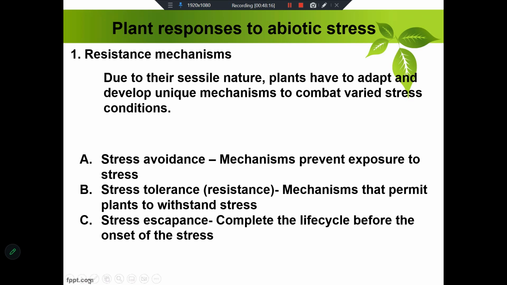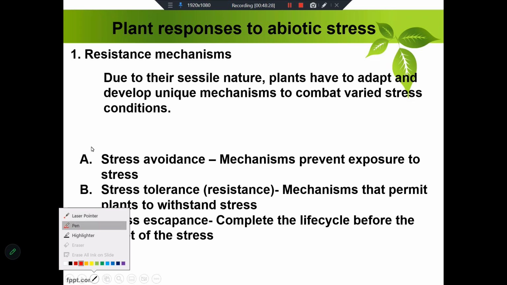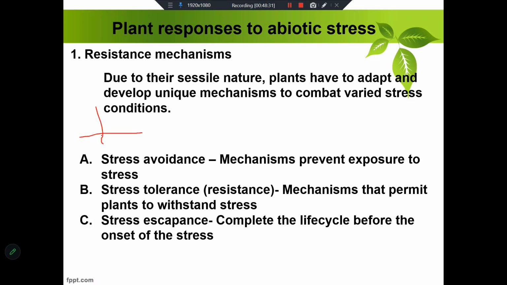So let's talk about that first. We know that plants are sedentary. They cannot move. They are attached to the substrate, that is soil. So this is a plant, and let's assume there's a stressful condition going on in the environment, maybe a high amount of sunlight, or the temperature. Stress avoidance means mechanisms that prevent exposure to the stress.